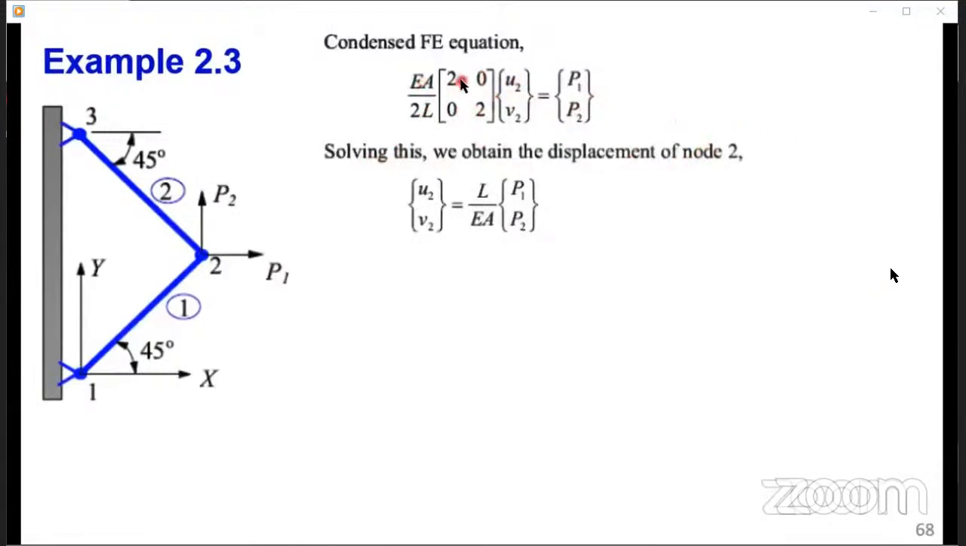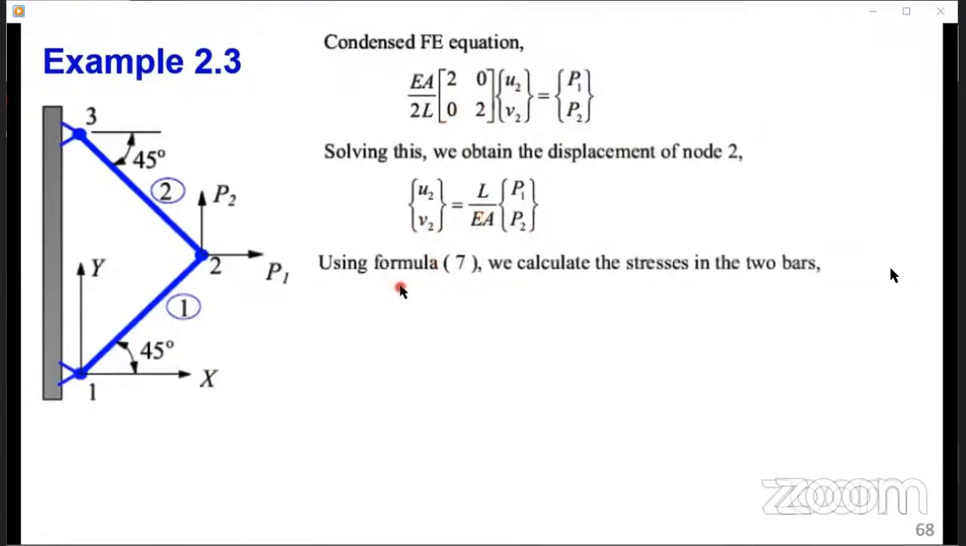This is just a simultaneous equation in U2 and V2. Using the first equation, you can solve for U2. The second equation, you can solve for V2. In fact, they are not really simultaneous, because in the first equation the second quantity is 0; 0 times V2 is 0. In a similar manner, for the second equation the first quantity, the U2 term, is 0. So very simple. You solve that, and you are able to obtain U2 and V2.